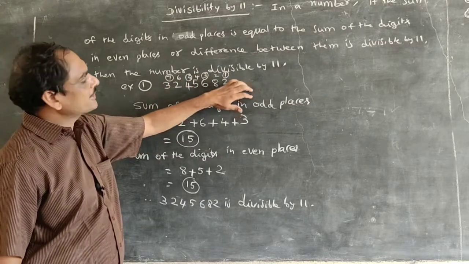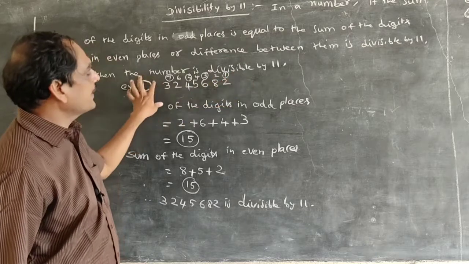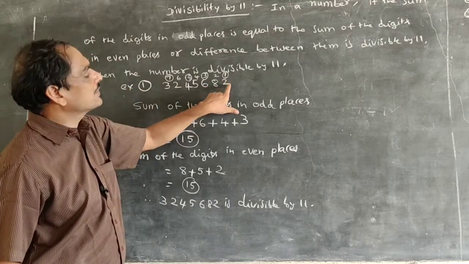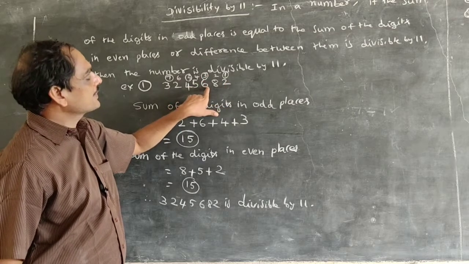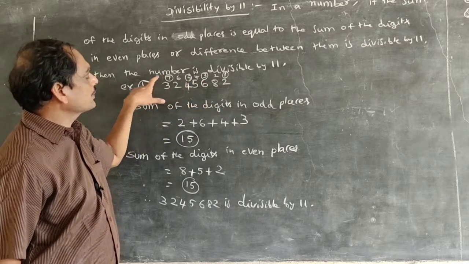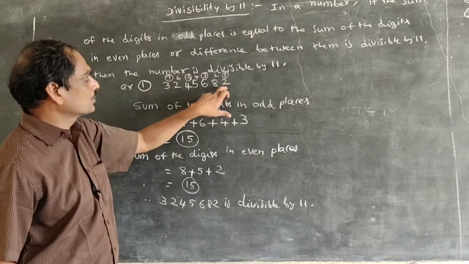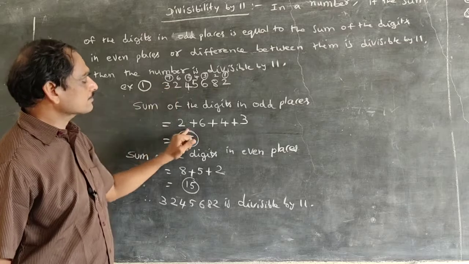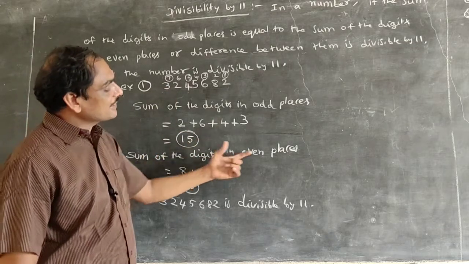Sum of the digits in odd places from the right side: the first place is 2, the third place is 6, the fifth place is 4, the seventh place is 3. So we add the digits 2, 6, 4, 3. We get 15.